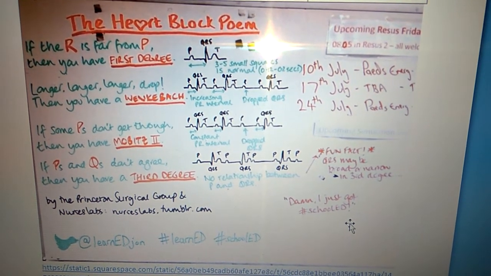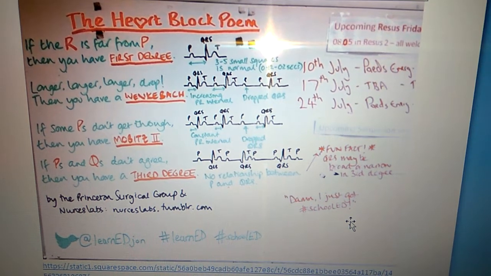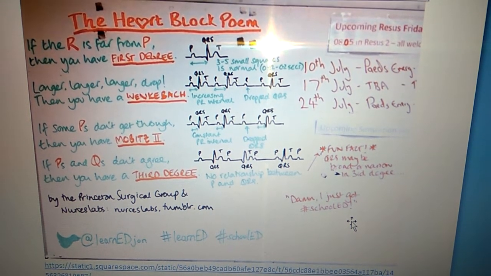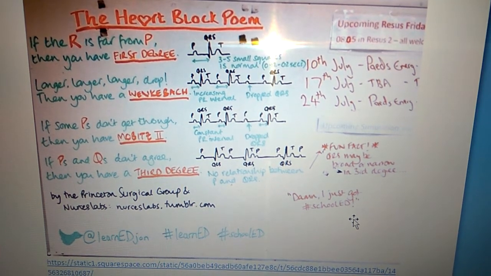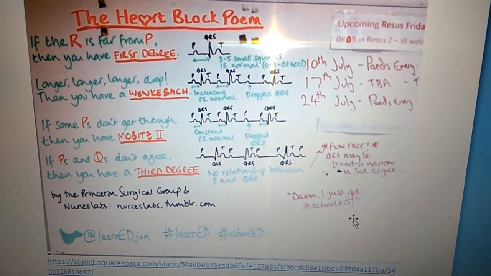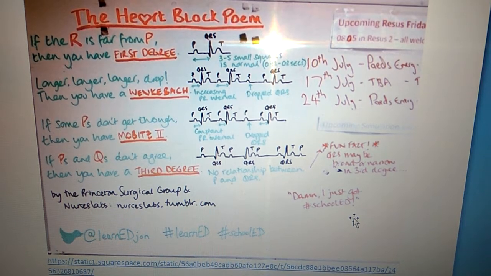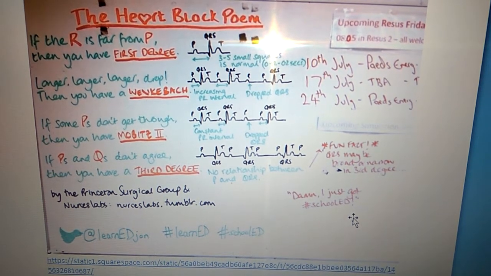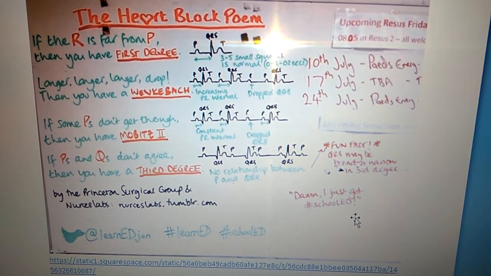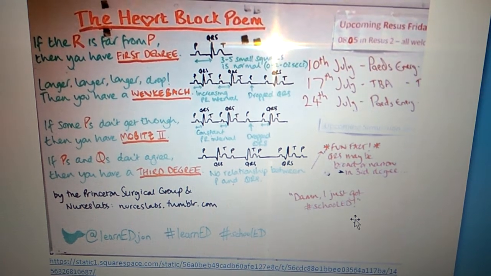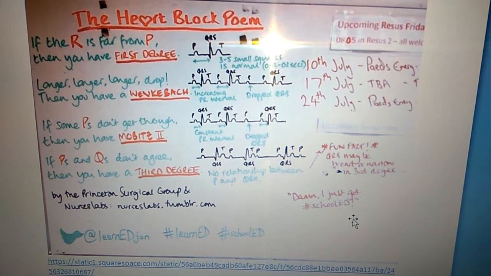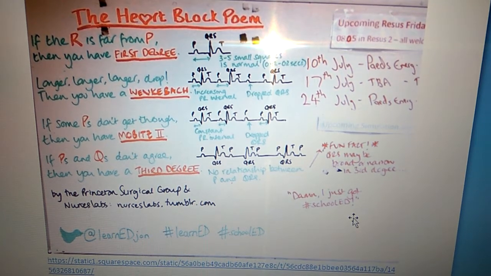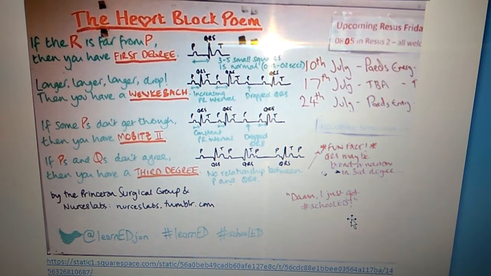Okay, to summarize, first degree you will have a prolonged PR. For second degree Mobitz type 1 or Wenckebach, there's an increasing PR interval and a dropped QRS. For Mobitz type 2, there's a constant or normal PR interval, and there's a dropped QRS. For third degree, there's no relationship between P and QRS.